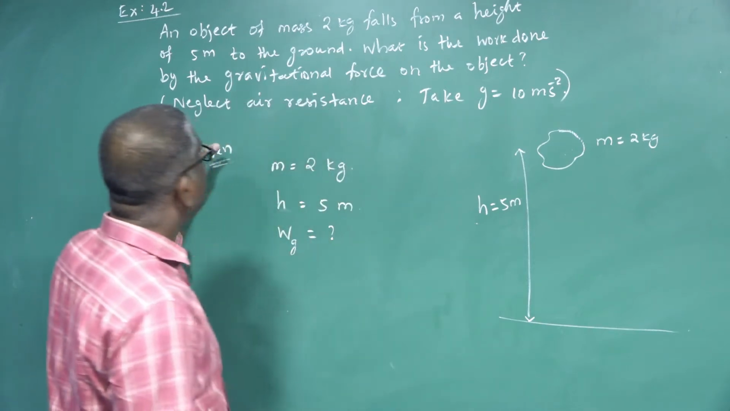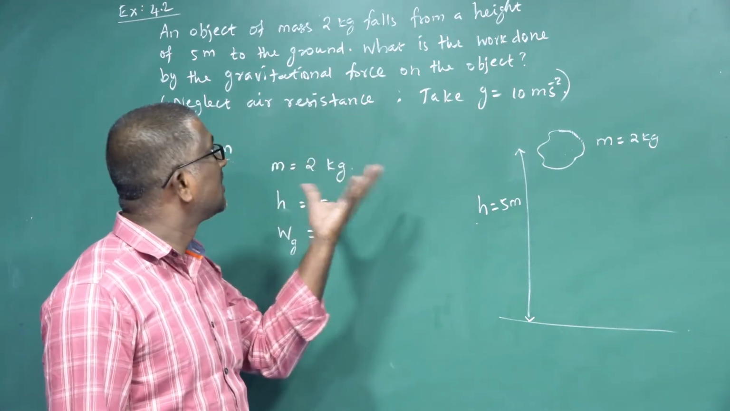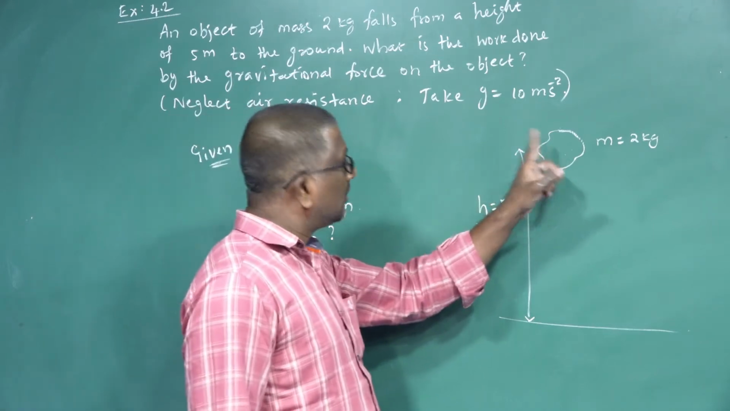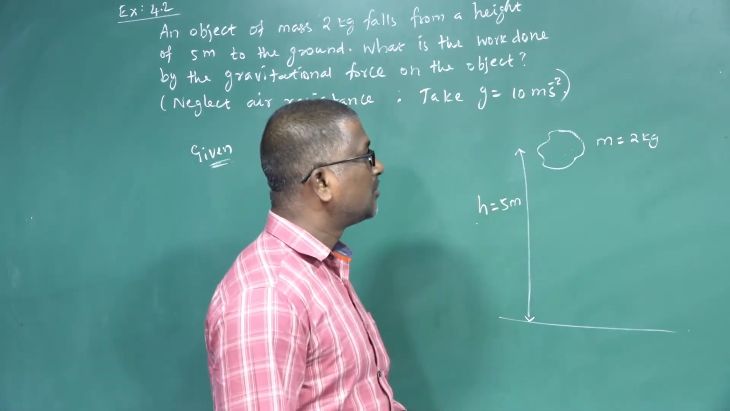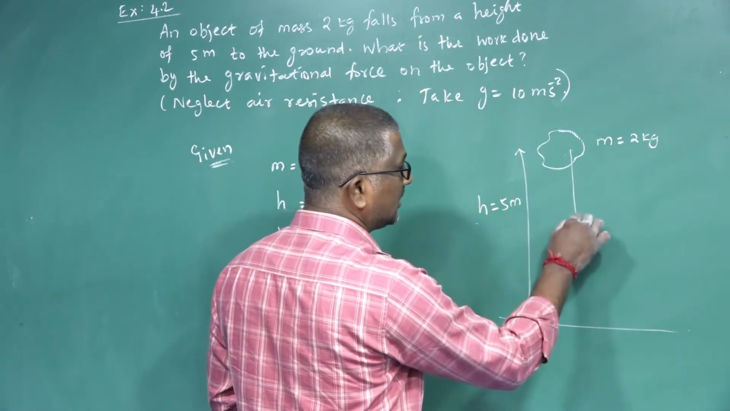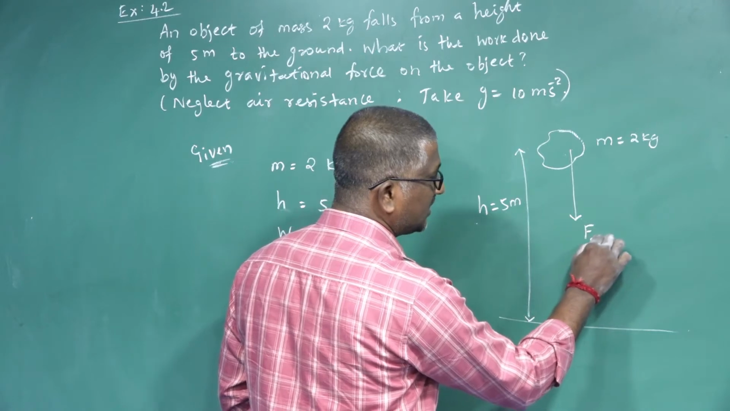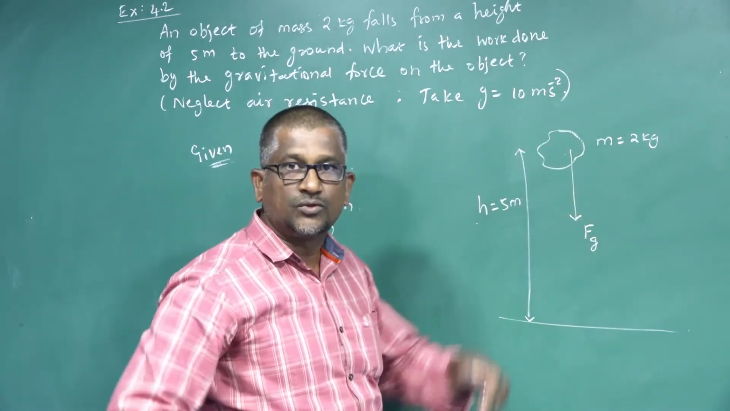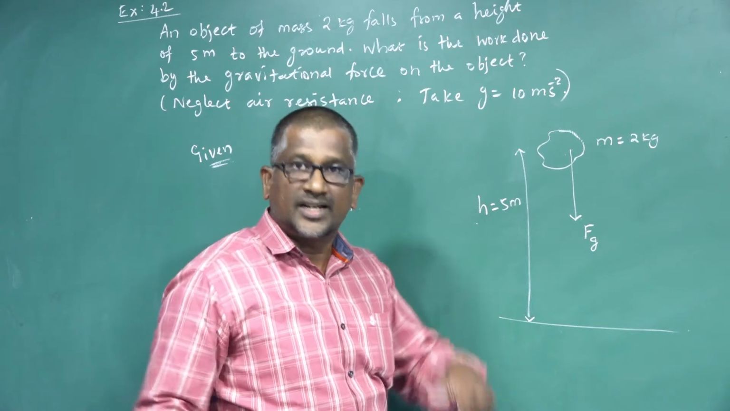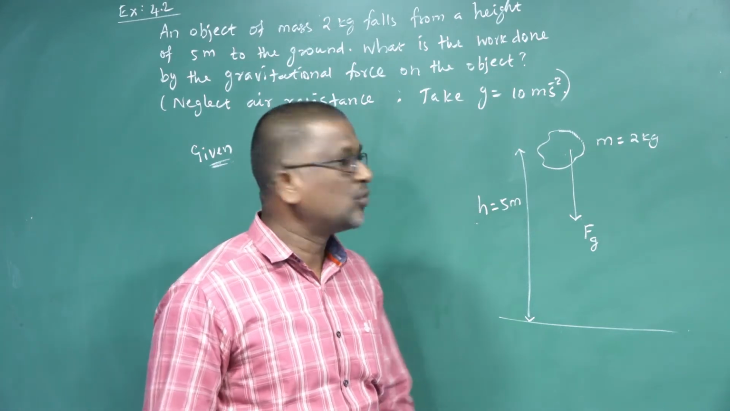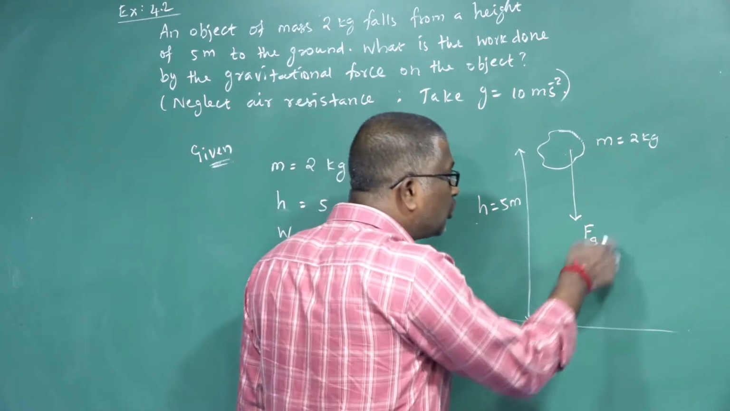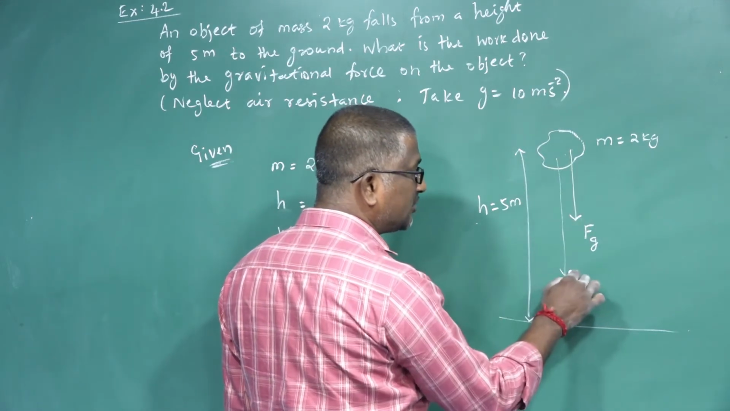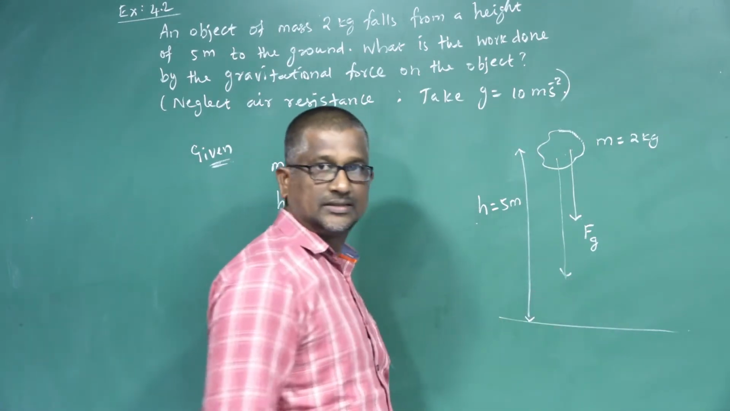In this question, neglect air resistance. That is, the air resistance value is negligible. So there is only one force acting on this object, that is the gravitational force. Here the gravitational force is F suffix g, which is acting in the downward direction. The gravitational force is always acting towards the earth, or always acting downward. And due to this force, the object is moving downward. So the displacement of the body is also downwards.